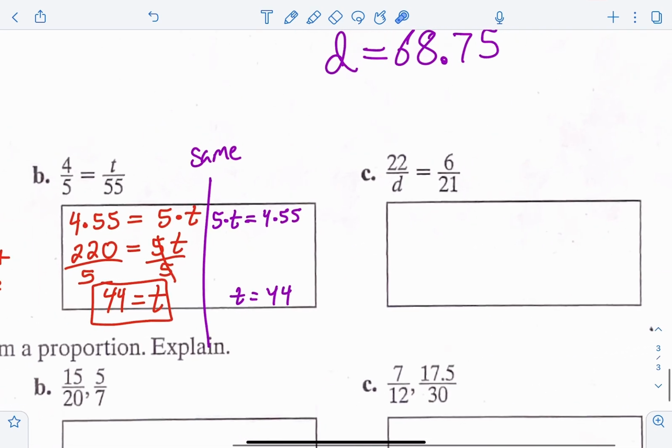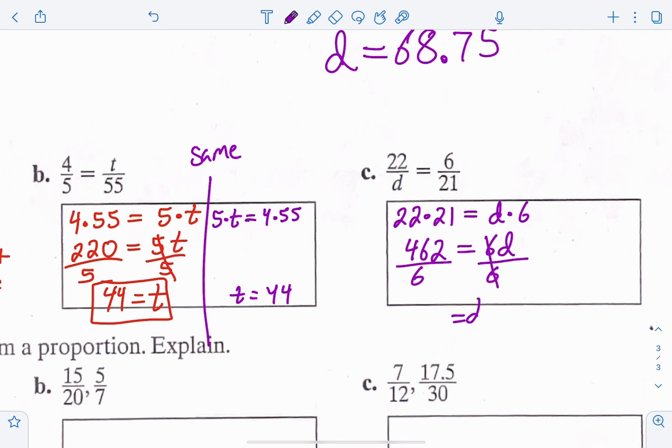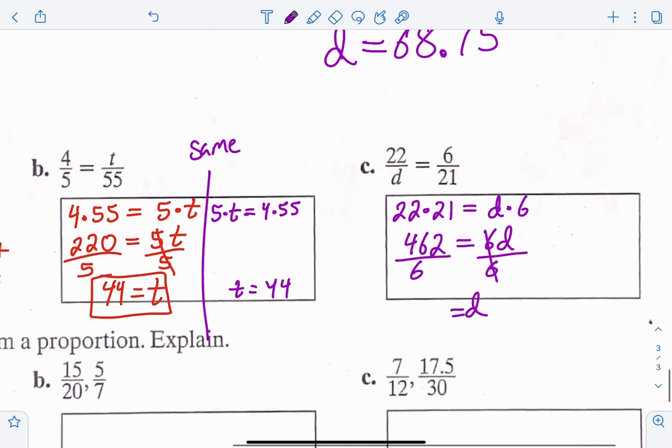Okay, for C, we have 22 times 21 equals 6, oops, let's do D times 6. D times 6. 22 times 21 is 462. 6D. Divide both sides by 6. 462 divided by 6 is 77.